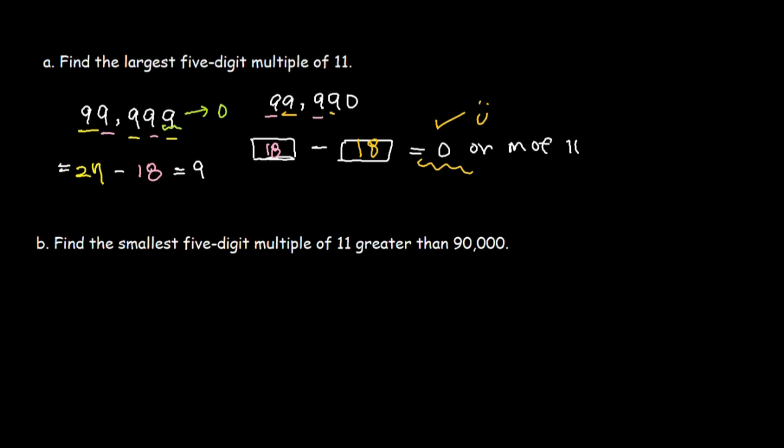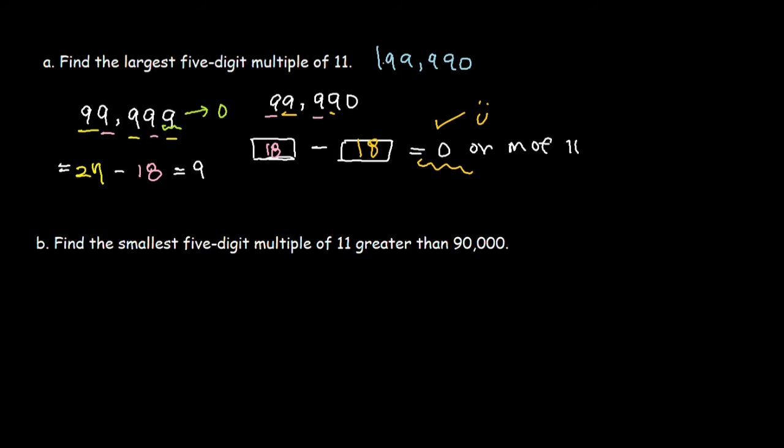So that works. So we automatically know that the largest 5-digit multiple of 11 is going to be our answer: 99,990. And we know this is our answer because if we add 11 to this number, we're going to get 100,001, which is also a multiple of 11.